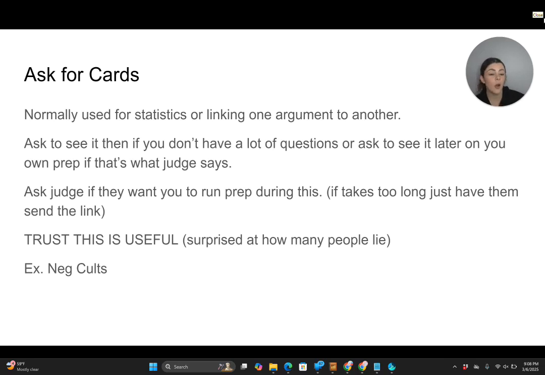You could ask for cards in questioning. A lot of times if you ask for a card during questioning, your opponent will say you can see it during prep, meaning after questioning, you can look at the card on your prep time. A lot of times you could also just ask the judge, hey judge, for calling cards, do you want us to use prep time or not?